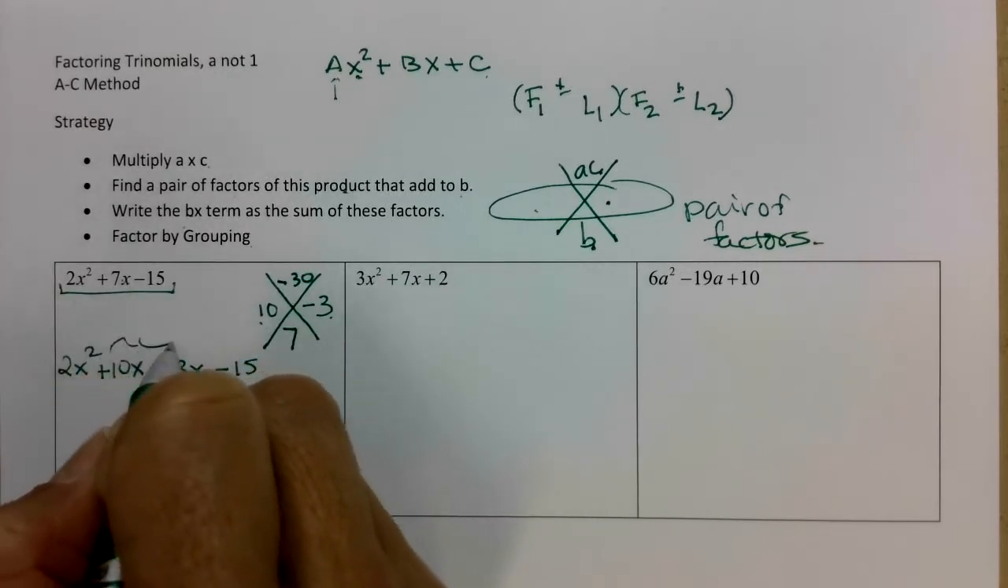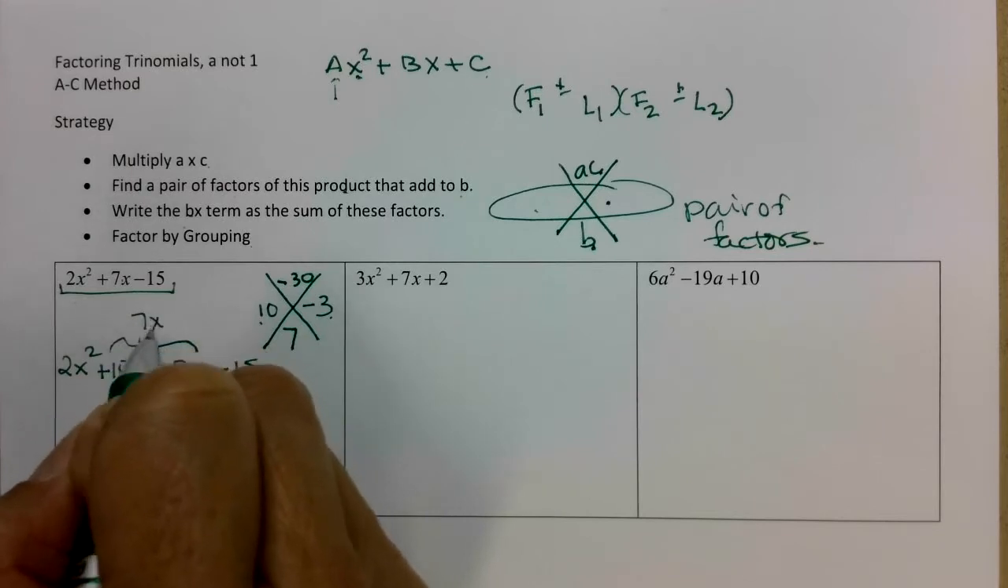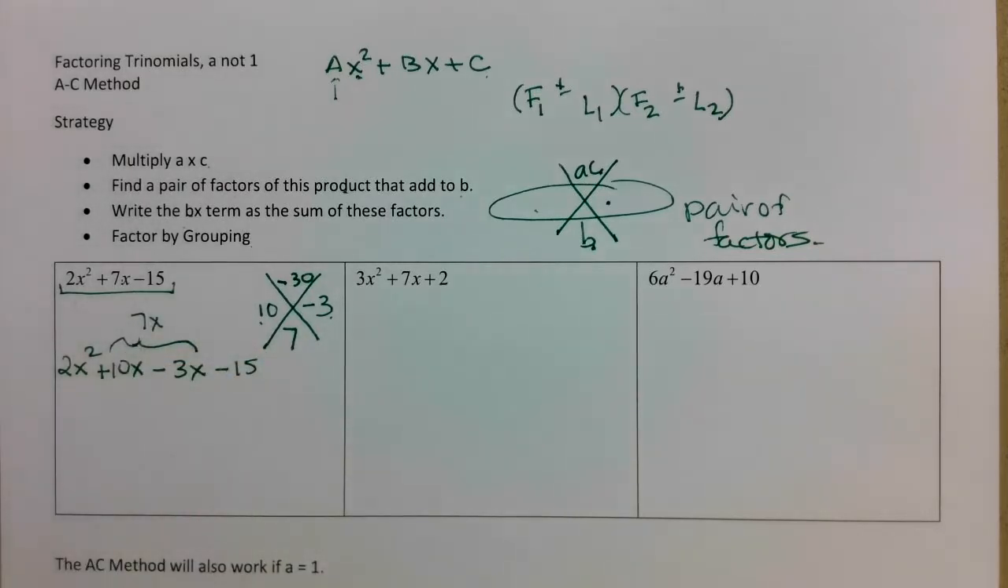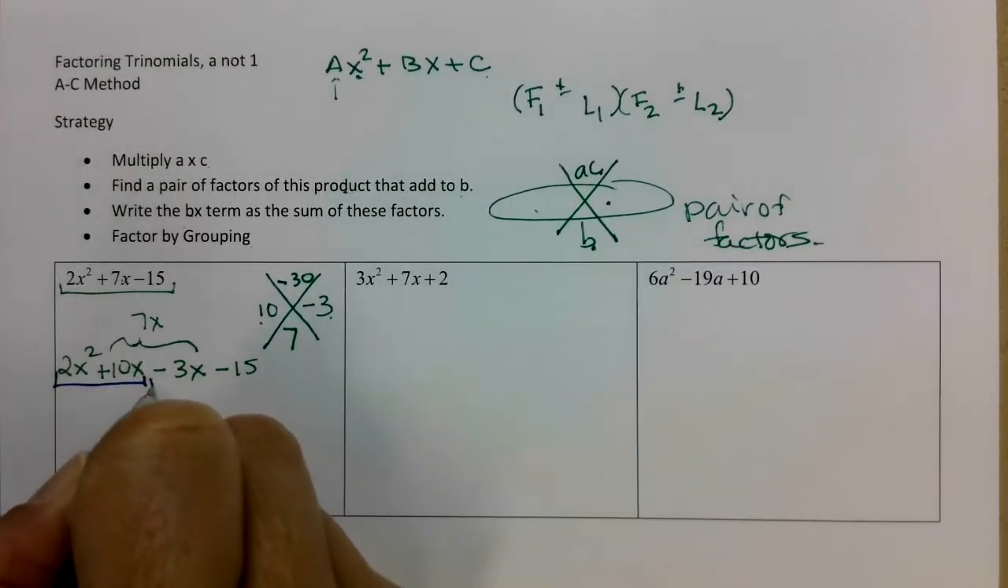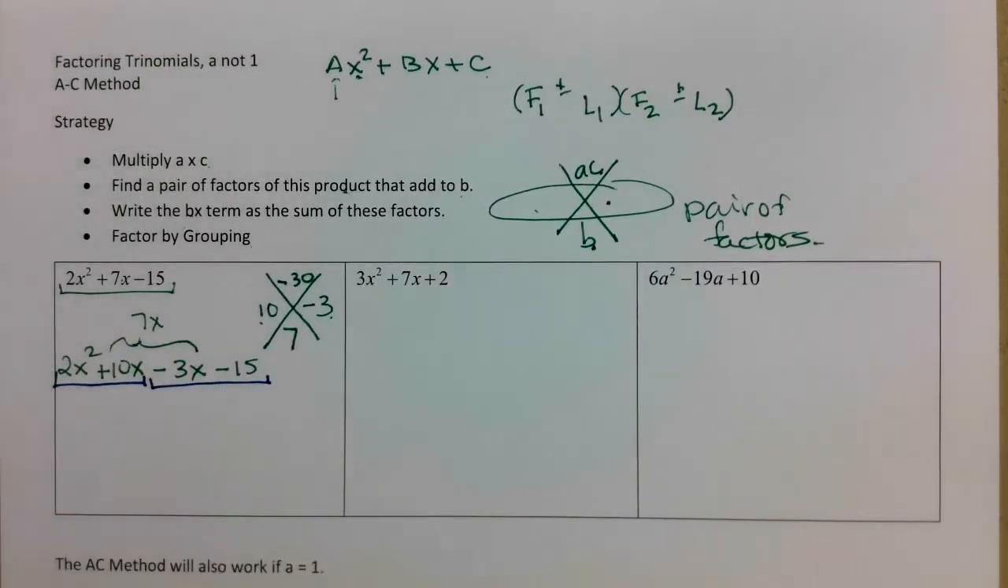Okay, so that 10x minus 3x is just a different way to write the 7x. Now don't combine those, because what we're going to do now is take 4 terms. When we have to factor 4 terms, we do it with the grouping method. So I always put these little square boxes around the bottom to keep them separate.